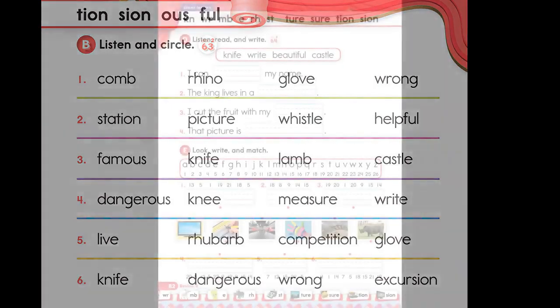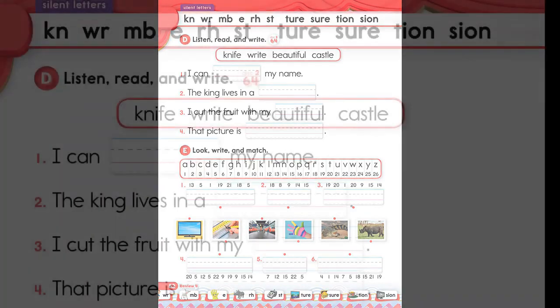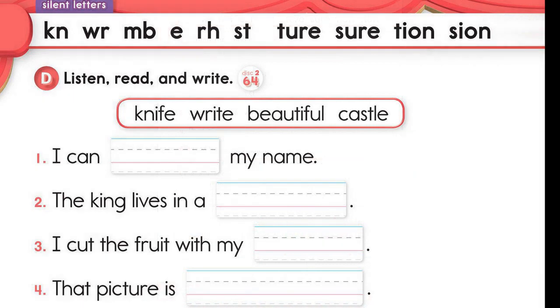Page 82. D. Listen, read, and write. 1. I can write my name. 2. The king lives in a castle. 3. I cut the fruit with my knife. 4. That picture is beautiful.